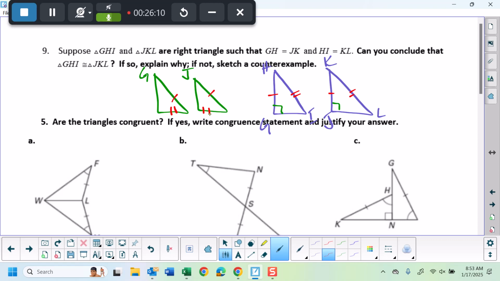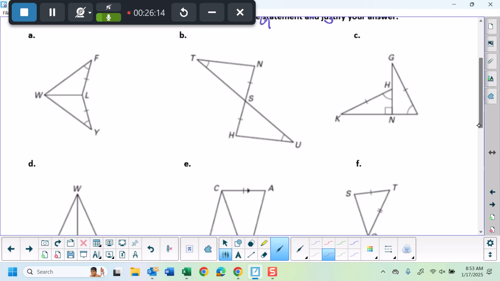All right, are the triangles congruent? If yes, write a congruent statement to justify your answer. Do me a favor and check very, very carefully that our congruent statements match. You want to check. Did I not write congruent statements on this one? You did. Oh, good. Do me a favor and check and make sure that the congruent statements match up.